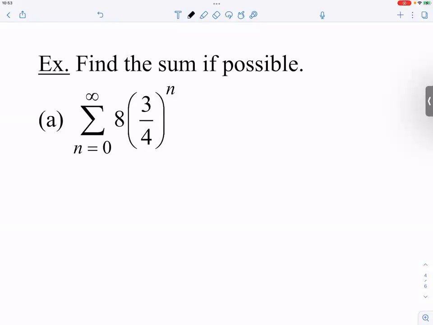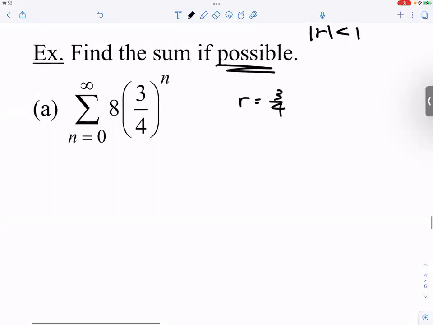Now, find the sum if possible. Well, why do we say if possible? Well, it's only possible if the absolute value of R is less than 1. Do we have an R value that's less than 1 in this case? You say, yeah, because R is equal to 3/4 in this case, which is less than 1. That's nice. Okay, that's very nice.